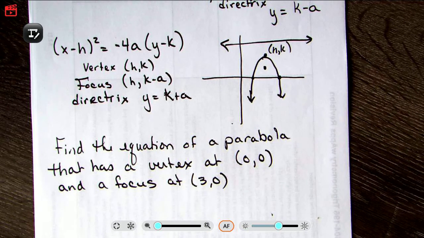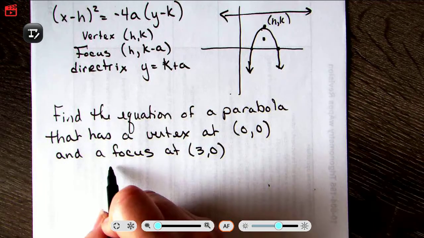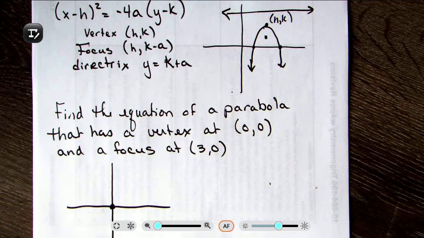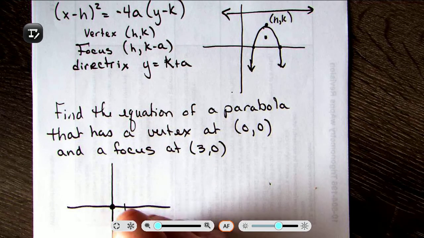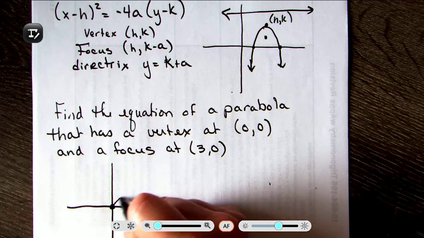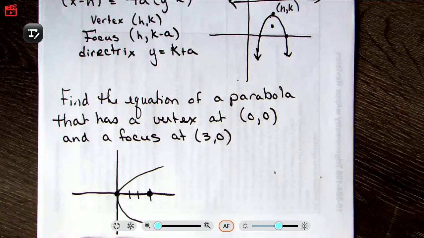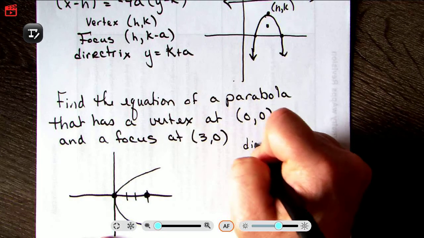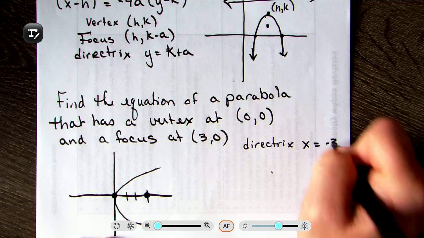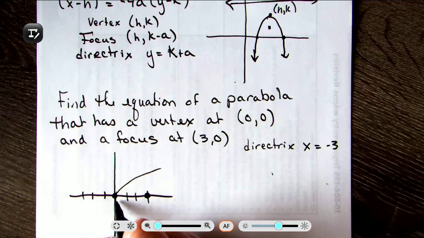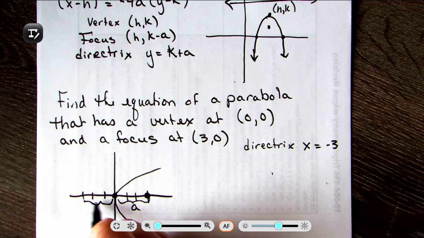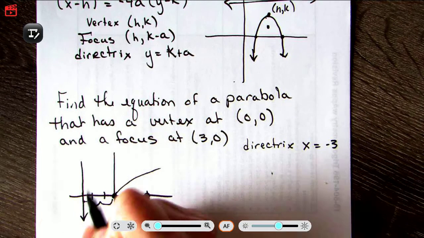I like to graph this a little bit so I can see what's going on. I have the vertex sitting there. My focus is at (3, 0), so 1, 2, 3, 0. That means if this is my focus, my parabola is going to look something like that. From this, if I needed it, the directrix would be x equals negative 3, because it would be the same distance. So this tells me my a. I can't draw that very well, but this would be my directrix right here.